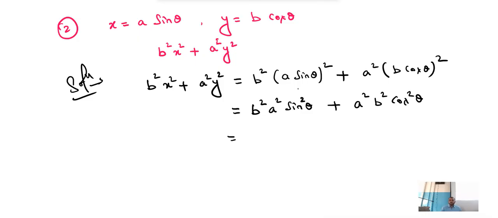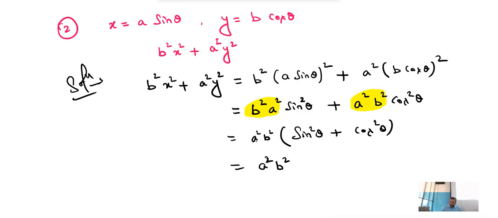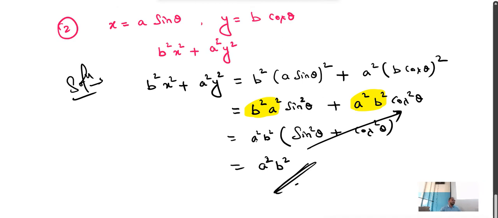Any doubts? Now as we can see, here we have a square b square, here also we have a square b square. Both sides we have a square b square. So we can take a square b square as common. Then what is left out? Sin square theta plus cos square theta. We know that, just put a line. Sin square theta plus cos square theta is 1. So a square b square into 1 is a square b square. This is the final answer.